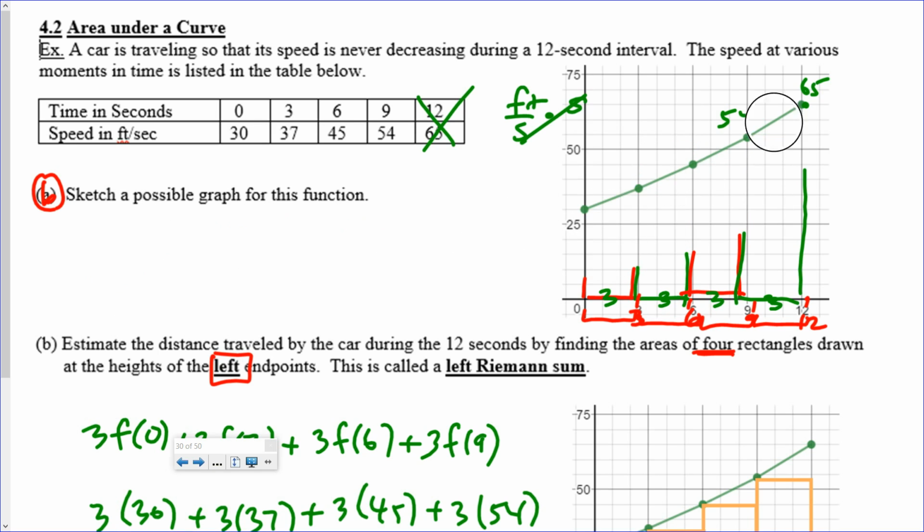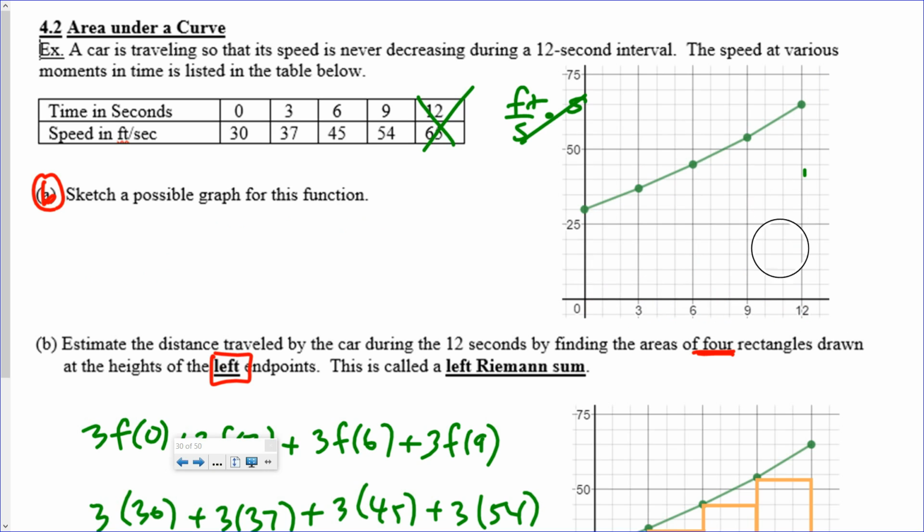All right, let's do the right-hand Riemann sum. Same points. Go ahead and do a fresh graph, guys, for letter C. I'm going to do the same thing for letter C, and I'm going to hit these 5 points. So 0, 30. At 3, I'm going to plot 37. At 6, I'm going to plot 45. At 9, I'm going to plot 54. And at 12, I'm going to plot 65.